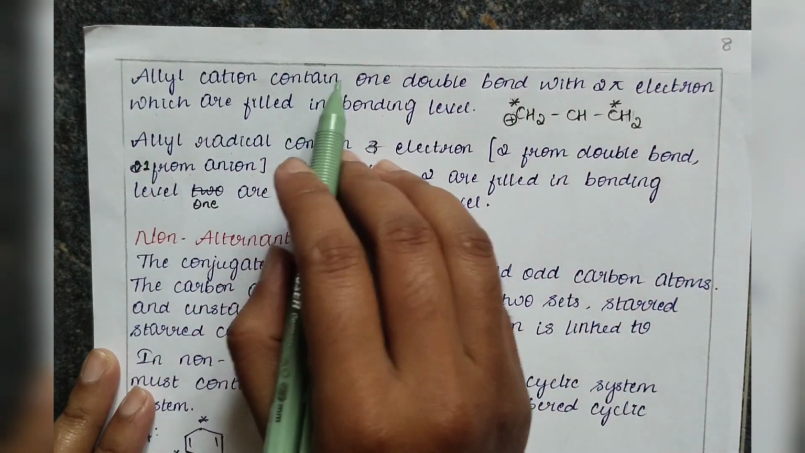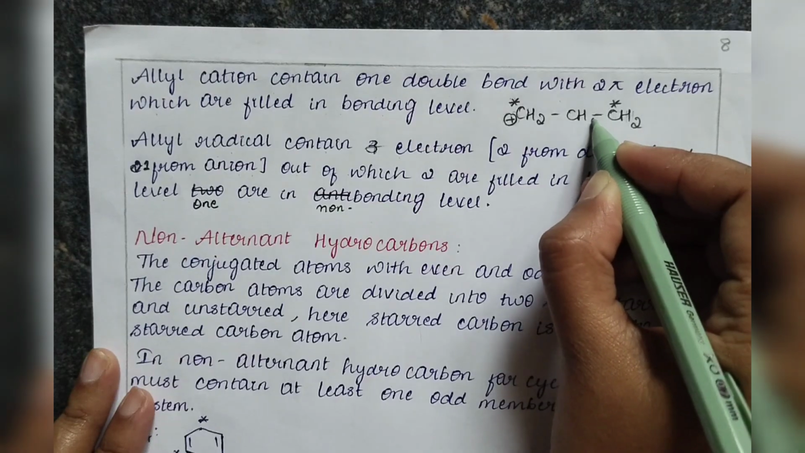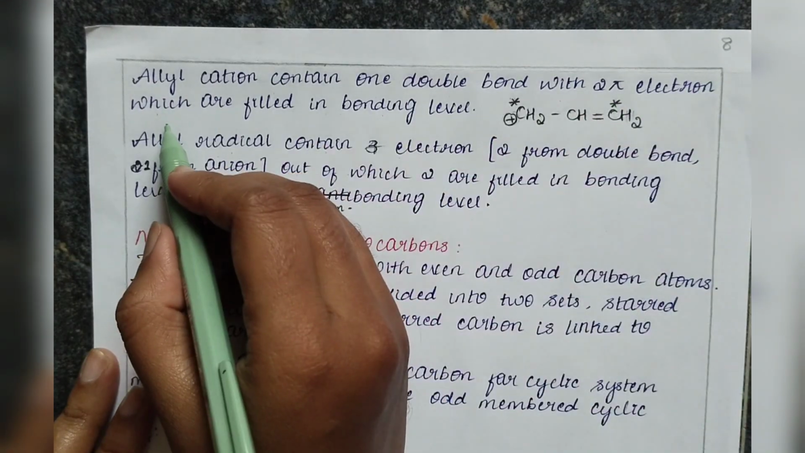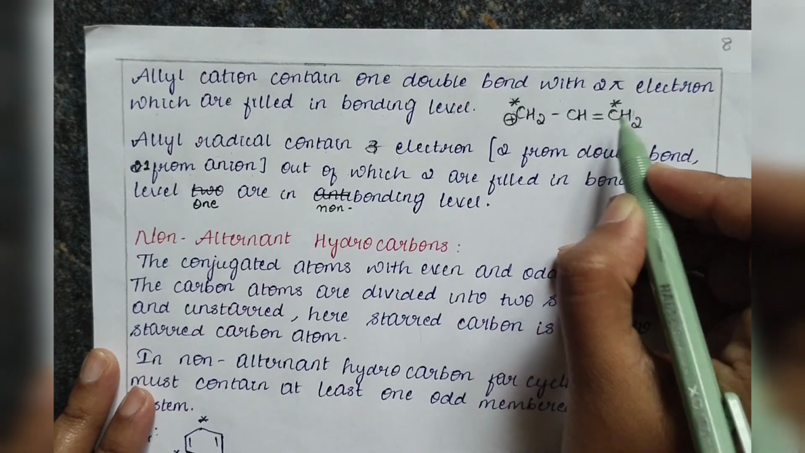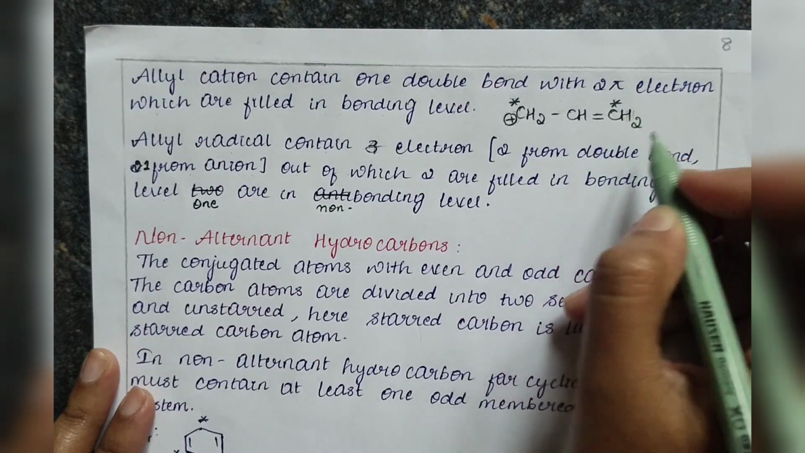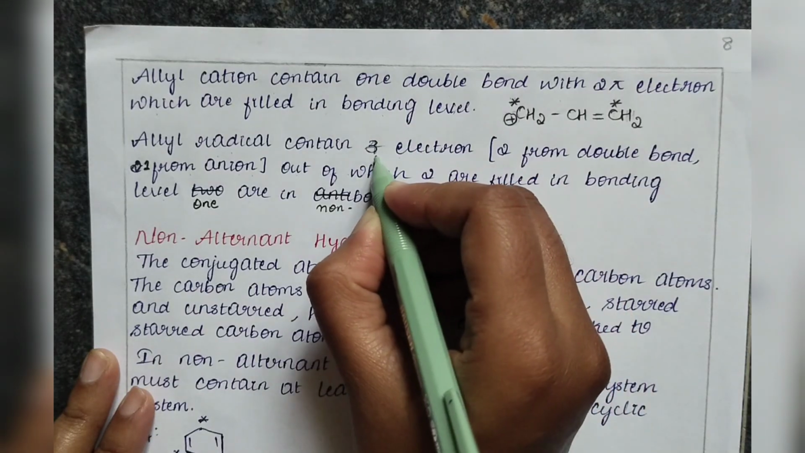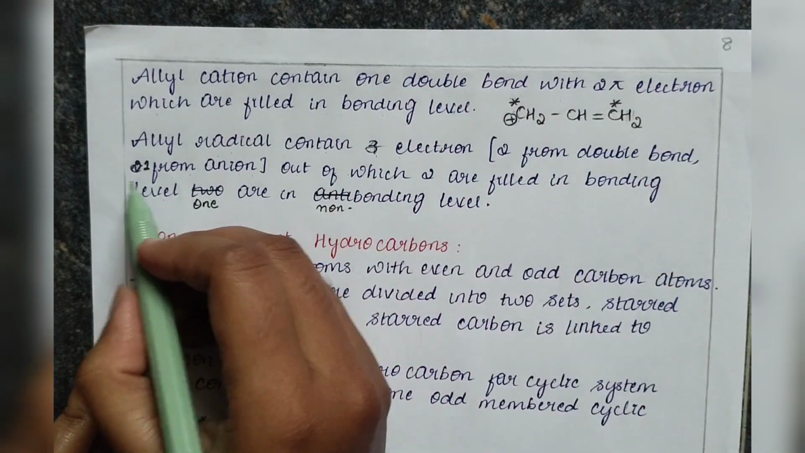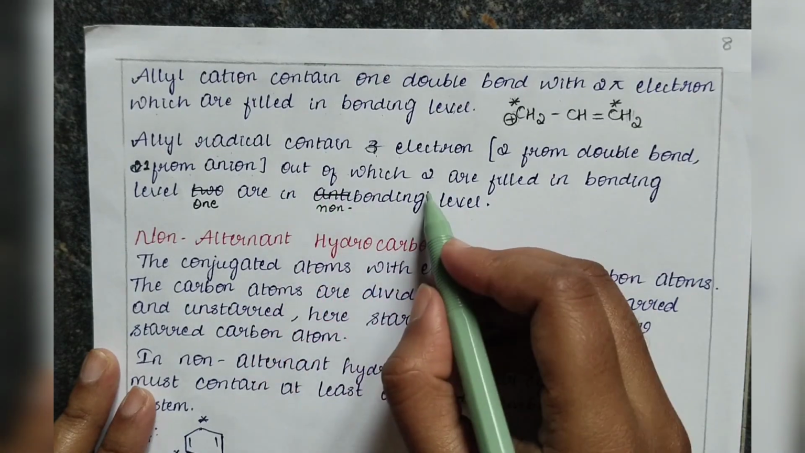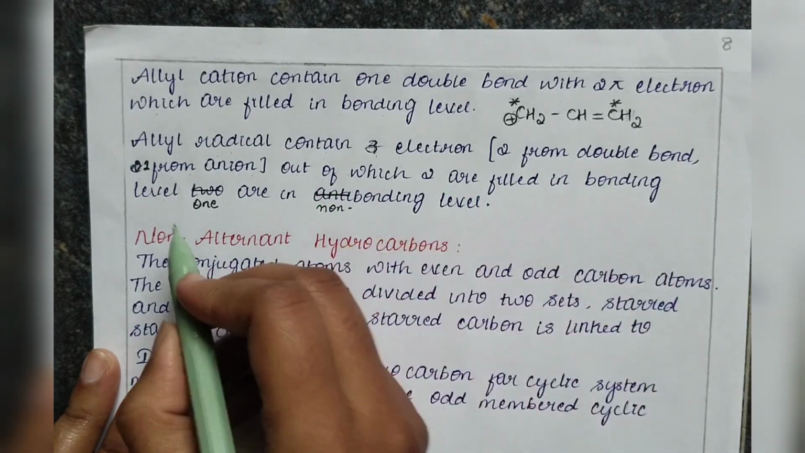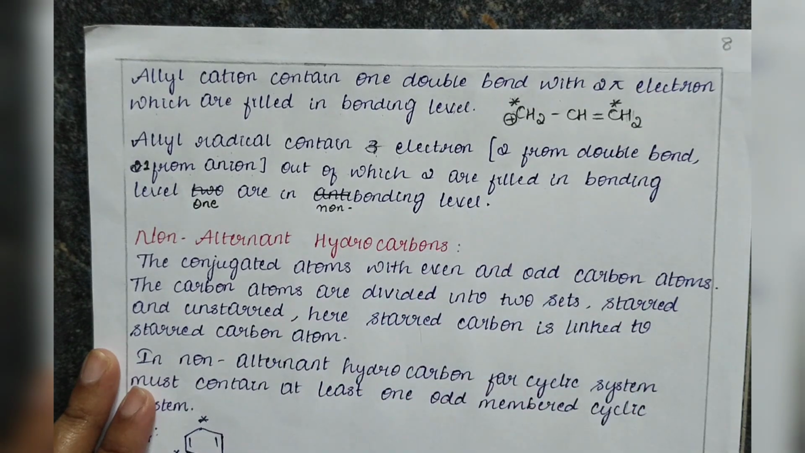Allyl cation contains one double bond with 2 pi electrons. The double bond can be seen here, and the 2 pi electrons are filled in the bonding level. Whereas the allyl radical contains 3 electrons, that is 2 from the double bond and 1 from the anion, out of which 2 are filled in the bonding level and 1 is filled in the non-bonding level.